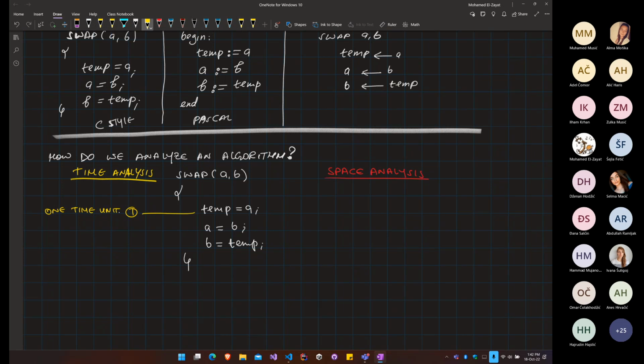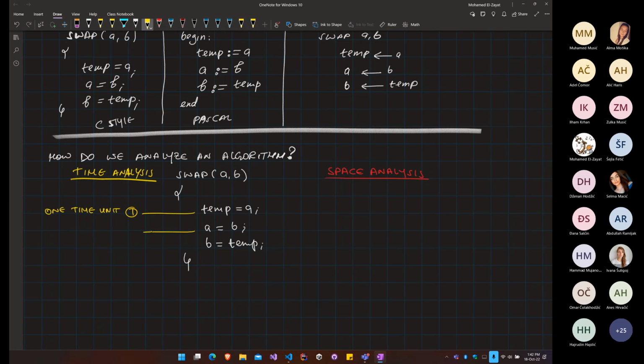And again, I'm not saying microseconds or milliseconds or nanoseconds, because CPUs are different. We should say it takes 1 time unit and that's it. Whether the time unit is a minute or an hour depends on the algorithm and the hardware, obviously. So the next thing is, what about this line?